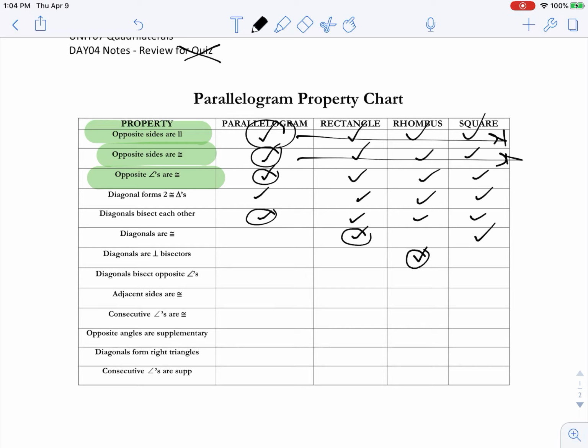Diagonals are perpendicular bisectors. That's actually a rhombus rule. Remember, rhombus, the diagonals are perpendicular, and the bisector part is just part of the parallelogram thing. So, but the perpendicular part's the key. And again, if it's a rhombus, it's also a square. Diagonals bisect the opposite angles. That is a rhombus rule, which means it's also a square.